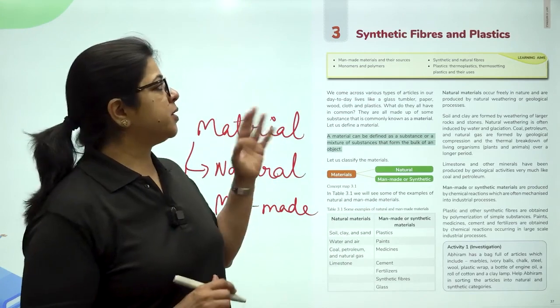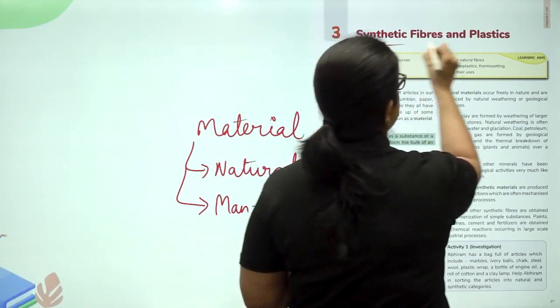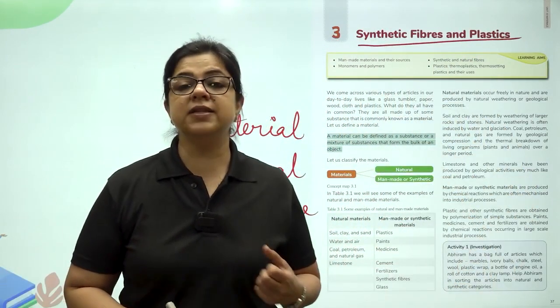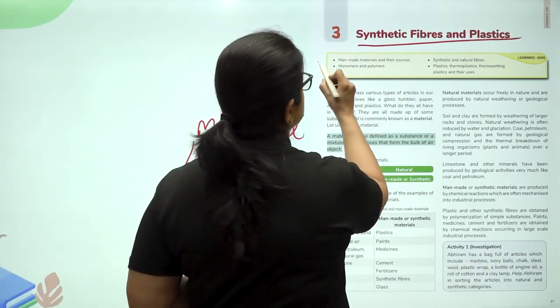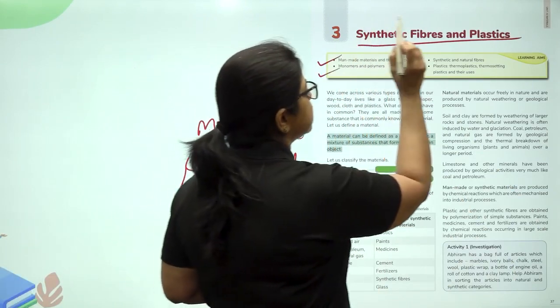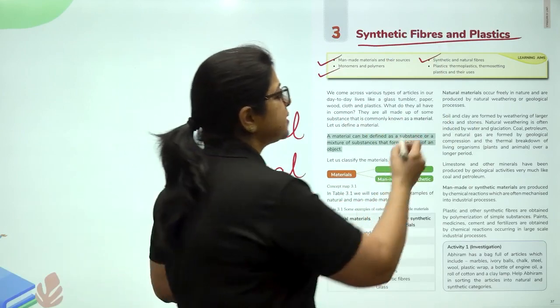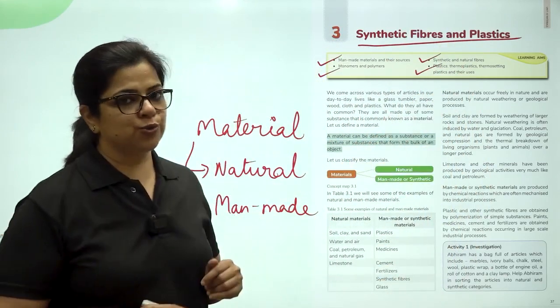So today in chapter number 3, we are going to talk about synthetic fibers and plastic. So anything man-made that is made of chemicals is known as synthetic. In this chapter, we are going to learn about man-made materials and their sources, monomers and polymers, synthetic and natural fibers, plastics, thermoplastics, thermosettings, and their uses.